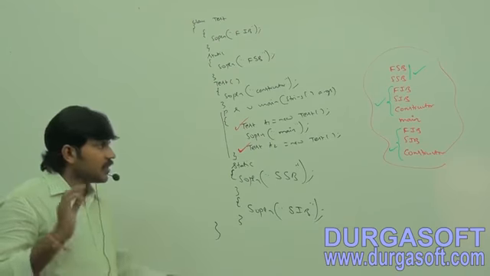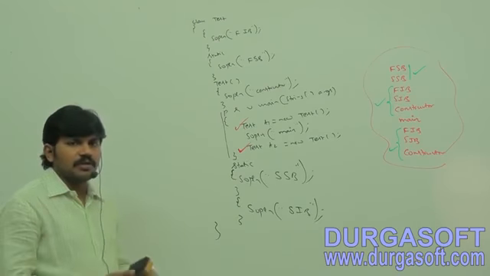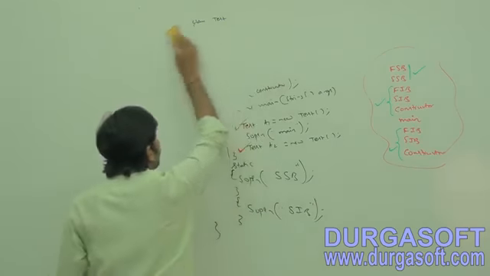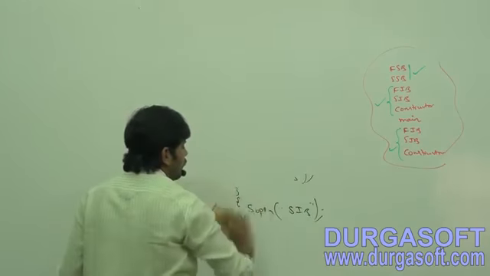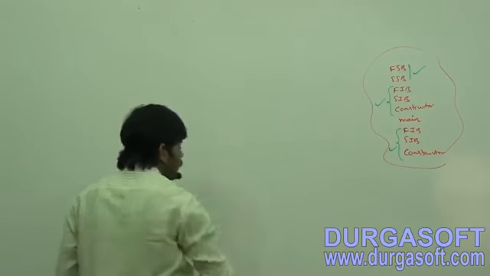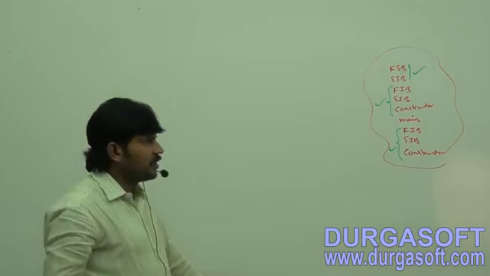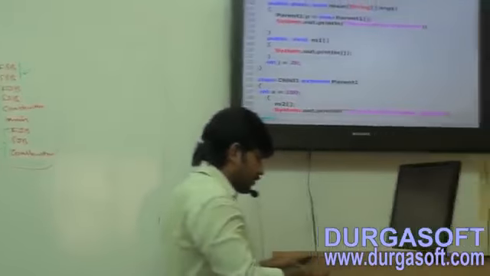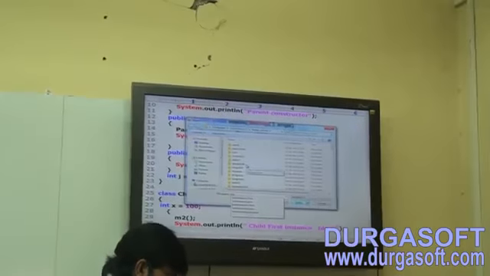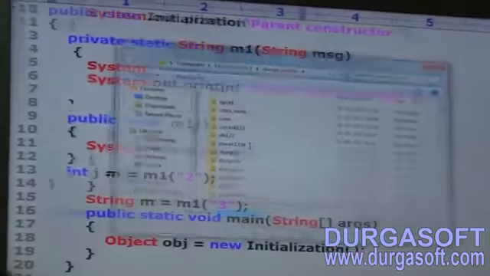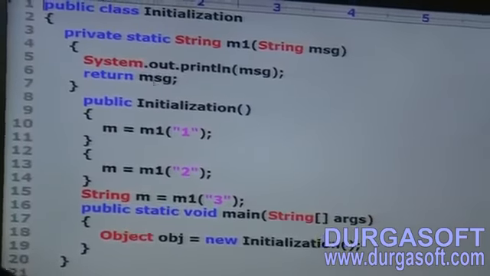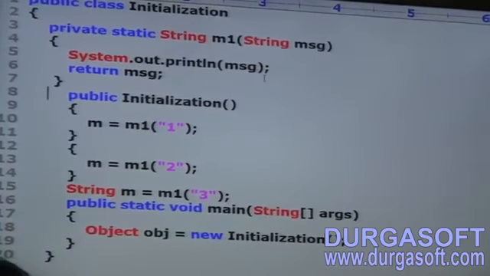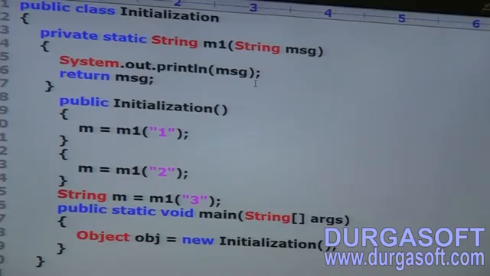Now the next terminology, let me go for one more example. Have we taken the output, right? Okay. Let me go for one more example. Here, see, this example, let me cross check. Initialization.java, I have some code here. Let me write it on the board so that it becomes easy for you to understand.